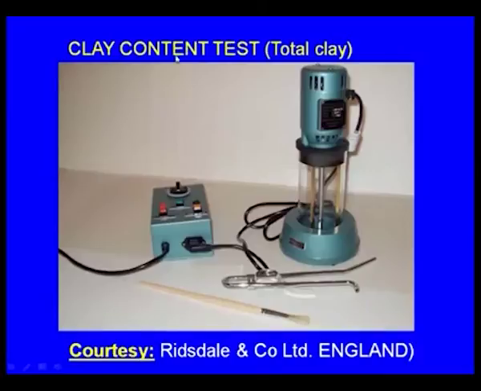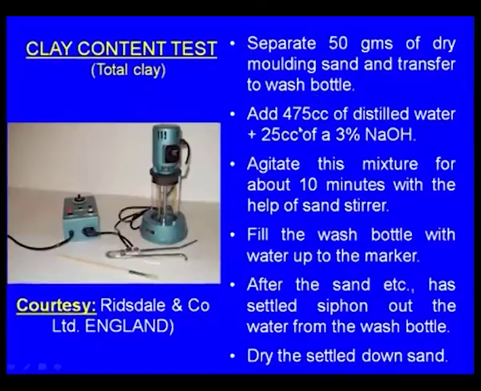So this is the instrument used for the total clay content test. What we do is mix the sand in a container with water and stir it using this equipment. Separate 50 grams of dry molding sand and transfer it to the wash bottle. Next, add 475 cc of distilled water plus 25 cc of 3% NaOH, sodium hydroxide. Now agitate this mixture for about 10 minutes with the help of the sand stirrer.